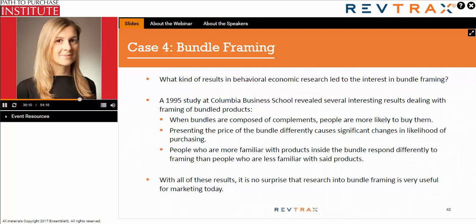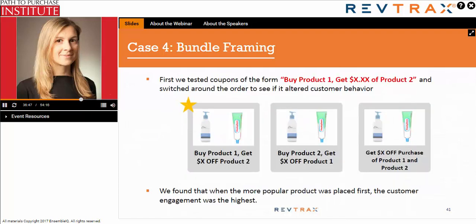So with all of these results, it's no surprise that it's a useful type of research for marketing, but I really haven't seen much of this being applied in the practitioner world. So what we did was the following. Here we are testing, again, dividing consumers into three groups. And from the monetary perspective, again, traditional economics, all of these offers are identical because all of them require you to buy product 1 and product 2 and get X dollars off. And the X dollars is going to be, let's say $3, for the sake of this example.